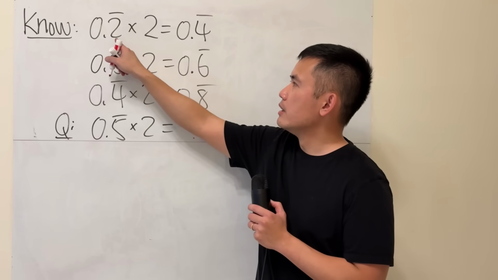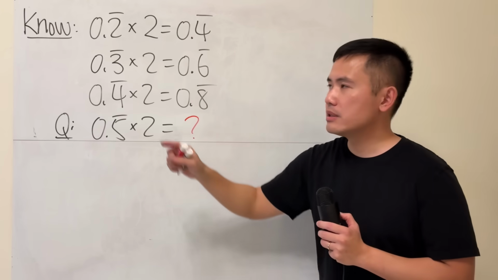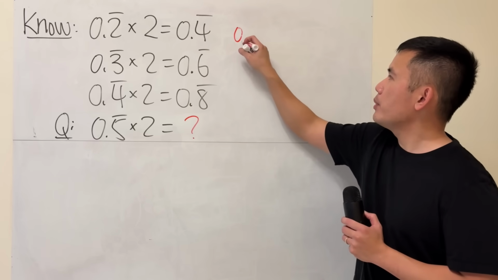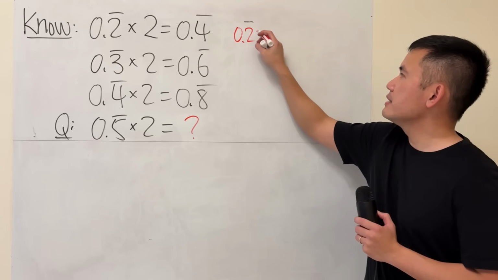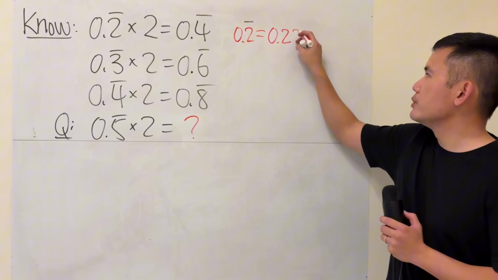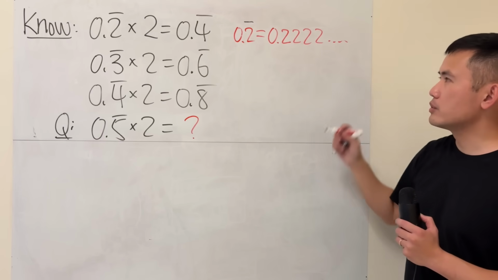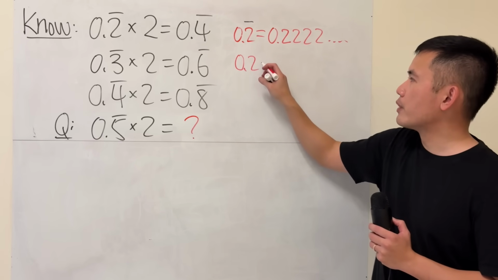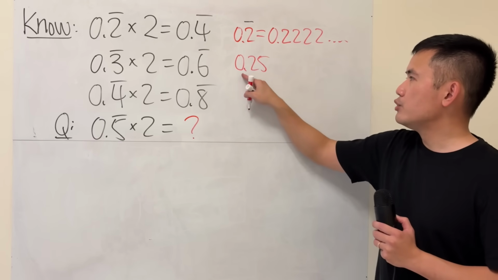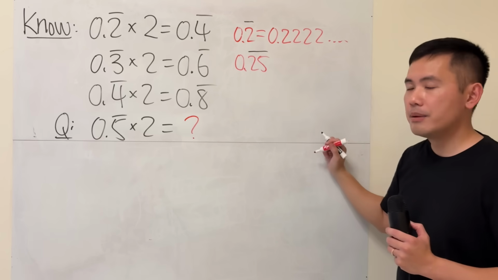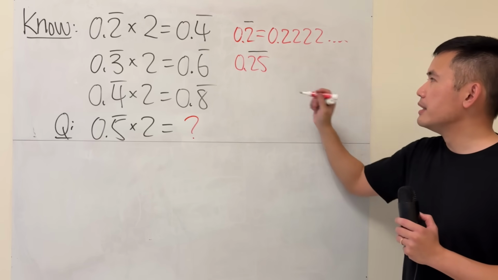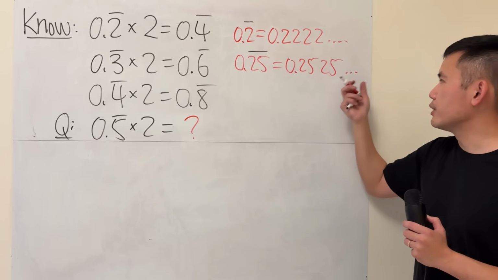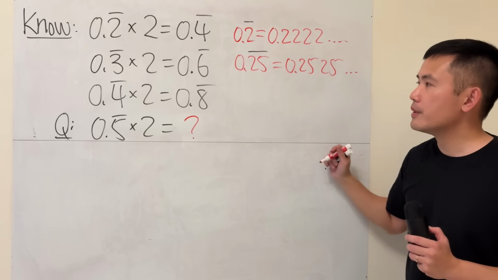And just a quick reminder, whenever we have the bar, it means that this digit is being repeated. So 0.2 with the bar means that we have 0.2222 and so on, forever. And sometimes if you have the bar over two numbers, such as 0.25 with the bar over 2 and 5, this means we have 0.2525, and the 25 keeps on going forever.